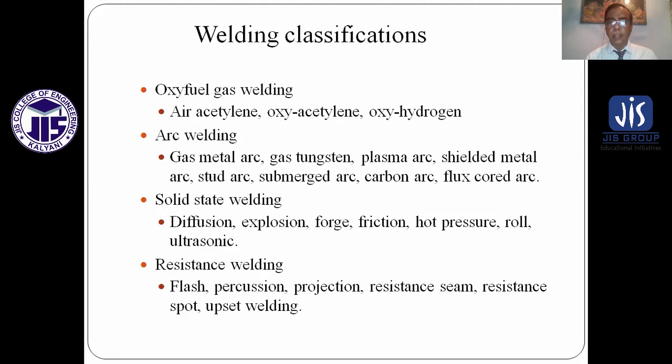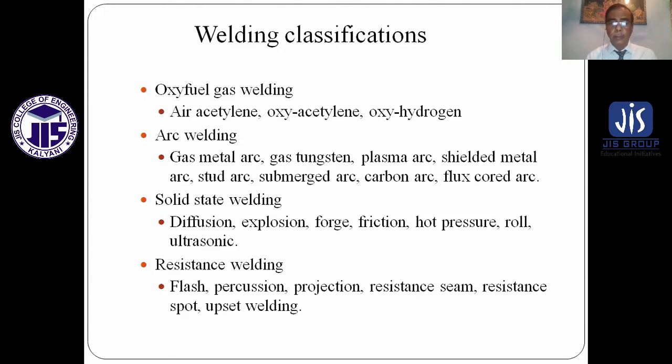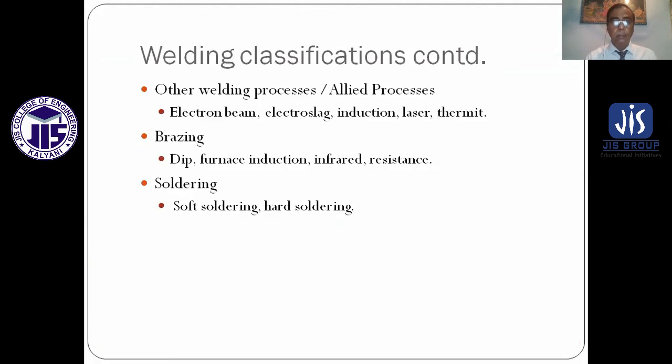Next, solid state welding. That is diffusion welding, explosive welding, forge welding, friction welding, hot pressure welding, roll welding, ultrasonic welding. Now resistance welding: flash welding, percussion welding, projection welding, resistance seam, resistance spot, upset welding. Other welding processes and allied processes are electron beam welding, electrostatic welding, induction welding, laser welding, thermite welding, etc.